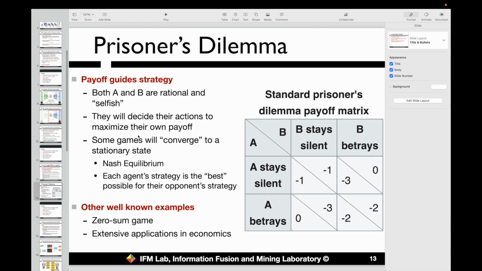This assumption is very important. Besides this small game we show here, the prisoner's dilemma, we also have other well-known examples of game scenarios, like the zero-sum game. We may also have extensive applications of game scenarios in economics, when we do trading among different agents. So this is some background knowledge about the game scenario.